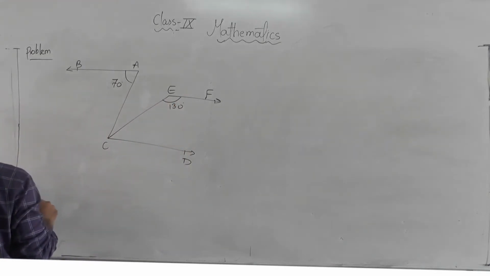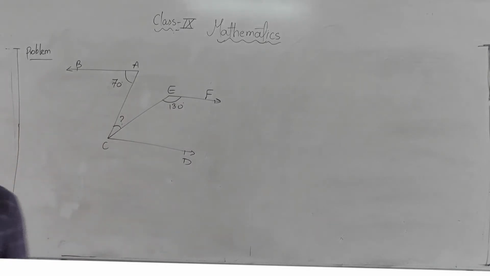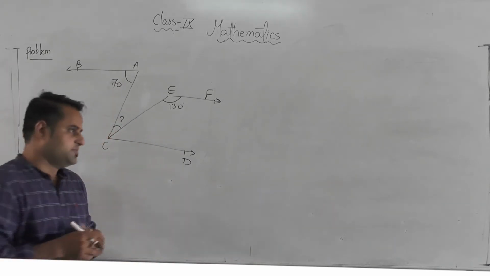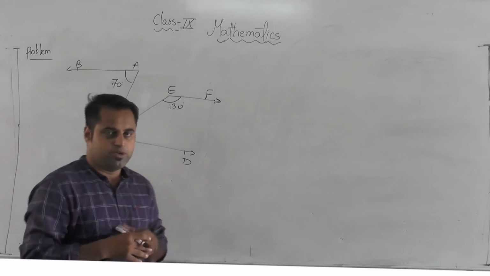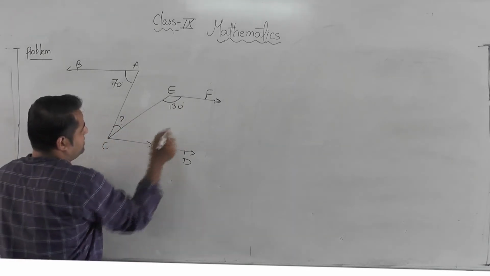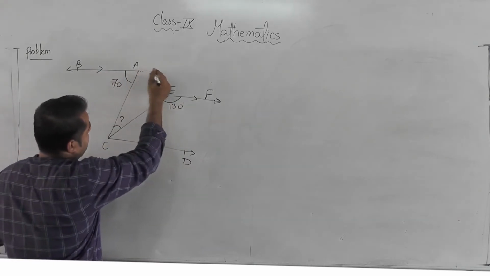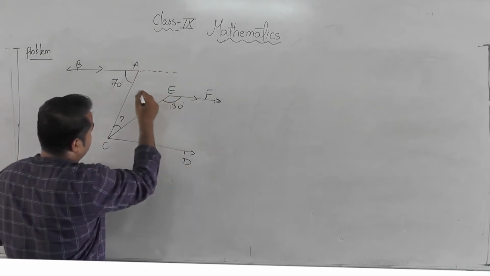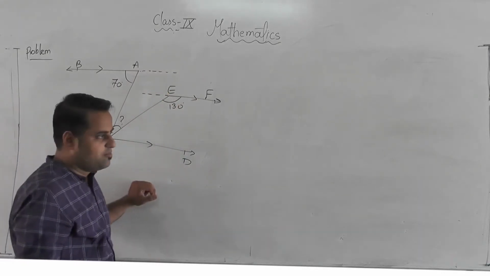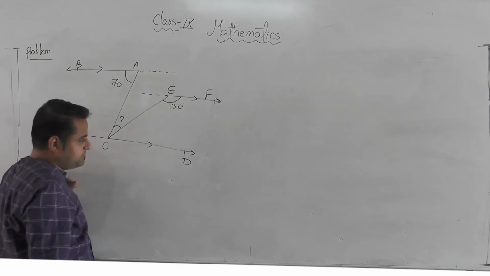What do you need to find? You need to find angle ACE. We will solve it by the properties only. Let's see how to use those properties here. These lines are parallel. All three lines are parallel. We can extend them to infinity like this, there is no problem with that. But how do we find this angle? Let's see.